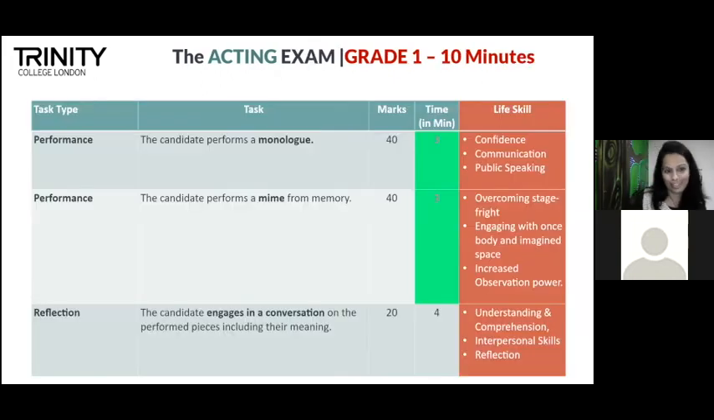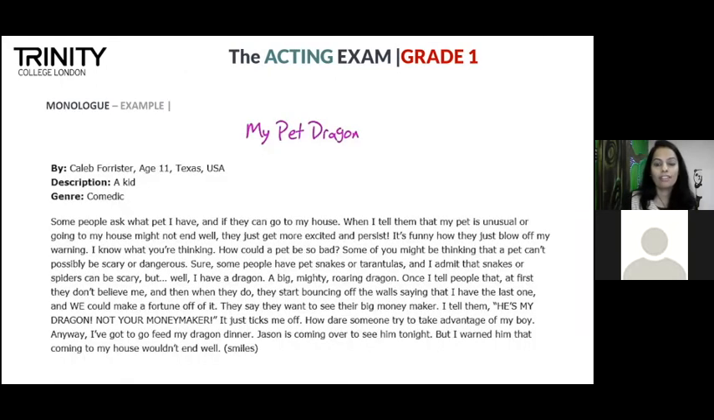Let's go to grade 2. Here, again, the timing increases by a minute for the monologue and the mime. It's 3 minutes now. And the conversation remains for 4 minutes. So let's see what kind of monologue is expected at grade 1 level. Here is a piece which is called My Pet Dragon.